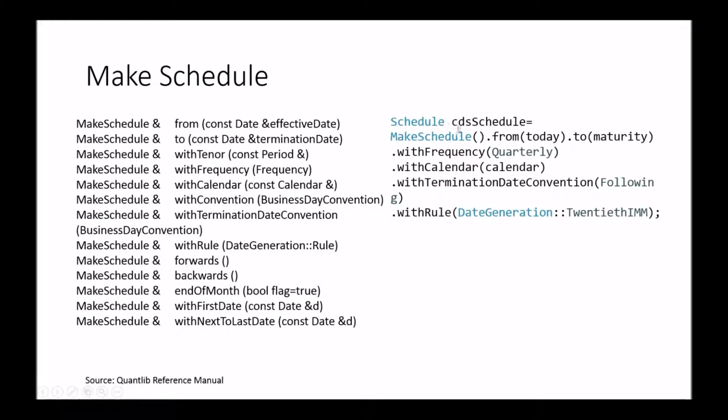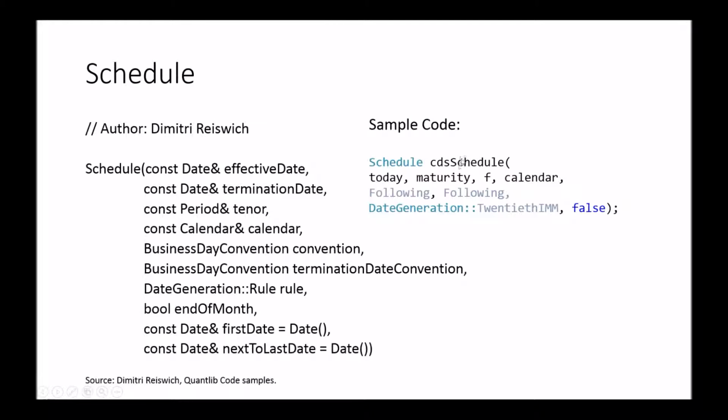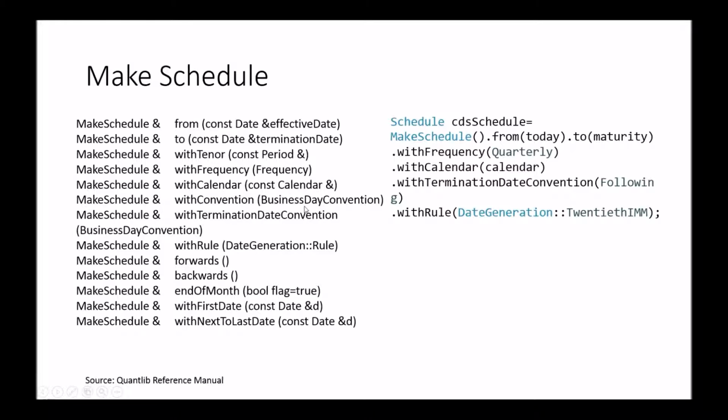And in make schedule, we can use this function to specify each parameter, like today, a maturity, or frequency. So if you have a frequency, you can just use with frequency and specify a frequency, like quarterly here. And all the parameters can be specified in this way, so that you don't have to remember the sequence of this constructor. Here is another example of how you can specify your schedule using make schedule function. You can try this yourself.